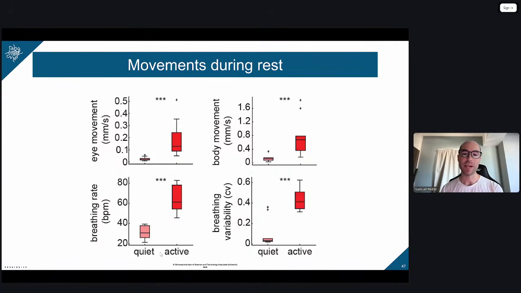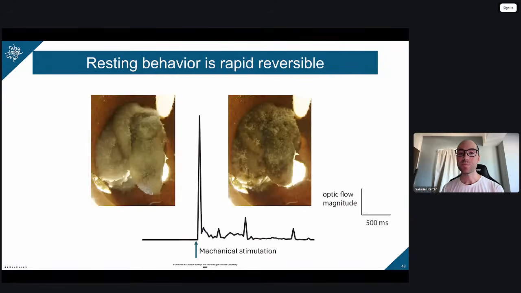So this is quantifying active rest compared to quiet rest. There are more eye movements, more body twitches, the breathing rate of the octopuses goes up, and also the variability in breathing. And if you know the sleep literature, these are all behavioral hallmarks of REM sleep, or this more active wake-like sleep in vertebrates. So is active rest in octopus a stage of sleep, a second stage of sleep?